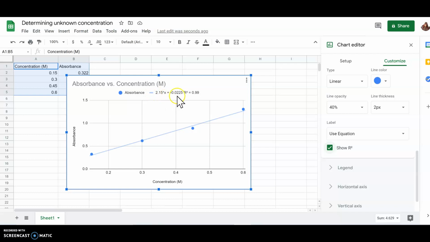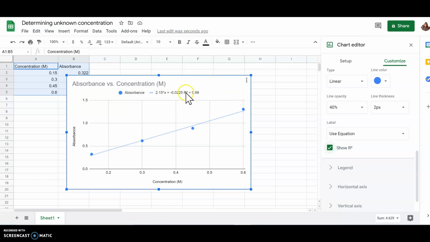Now the equation here doesn't put the letter Y, so this equation really should read Y equals, and mine reads 2.15x plus negative 0.0225, and that is my equation. So to write your equation down, put a Y equals in front of your equation.